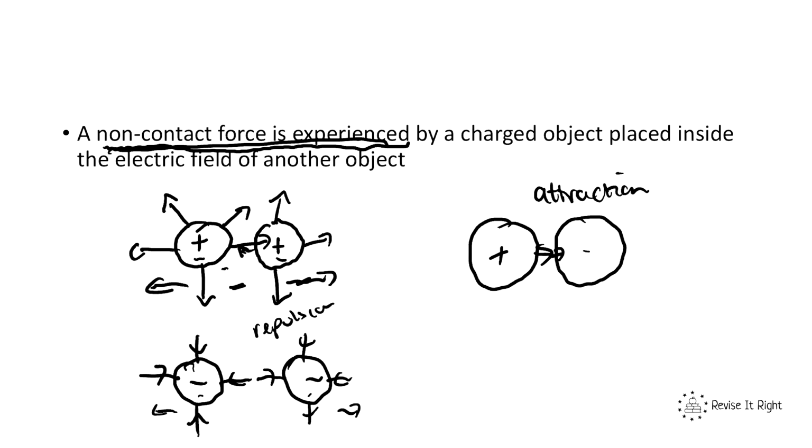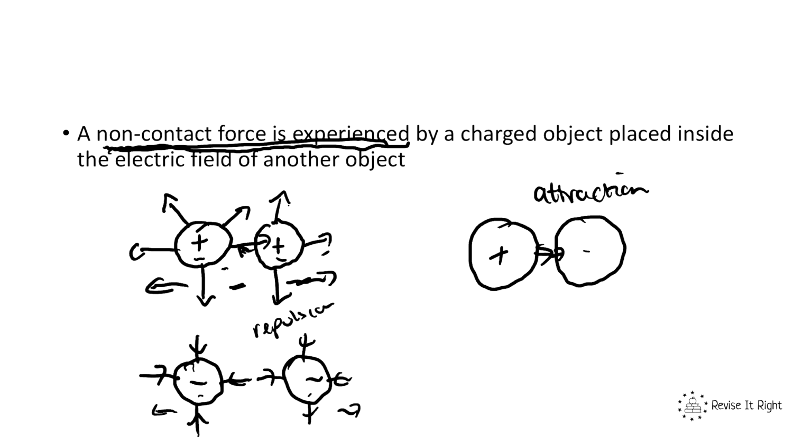Now it is the electric fields of the objects, so these electric field lines here, it is the electric fields of each object interacting with each other that causes this attraction or repulsion. Now it's important to remember and understand that the size of the force between the objects is linked to the strength of the electric field at that point.